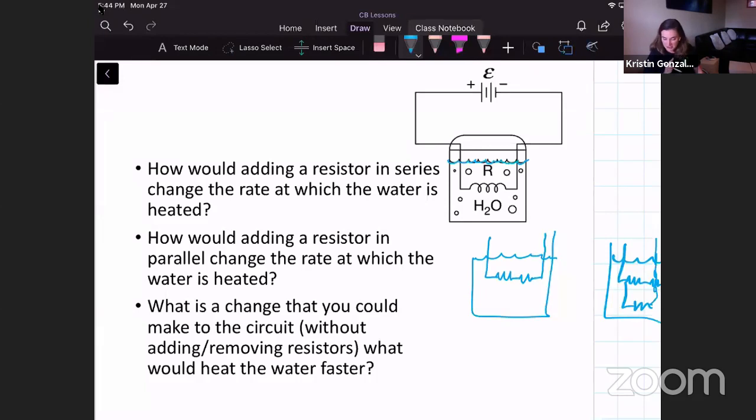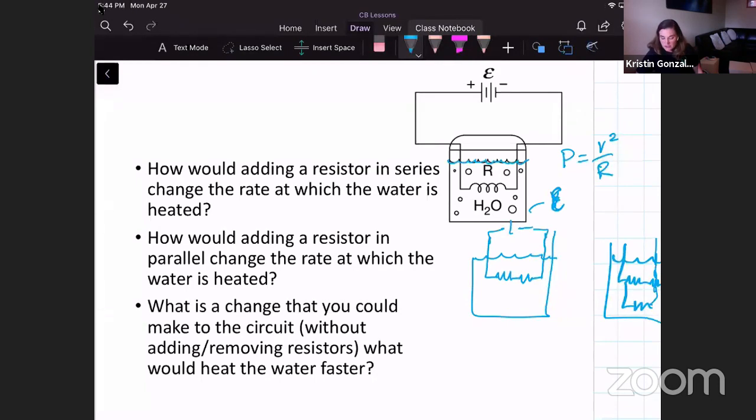What's adding a resistor in series going to do to the rate at which this water is being heated? So really we want to know what it's going to do to the power. We've been doing this all evening. If I add another resistor in here, what's that going to do to the power? Well, if we've got the same potential difference or EMF being supplied by the battery, let's look at what that does.